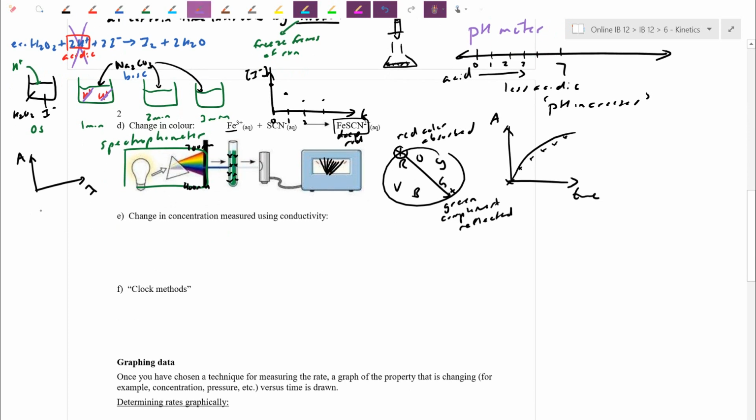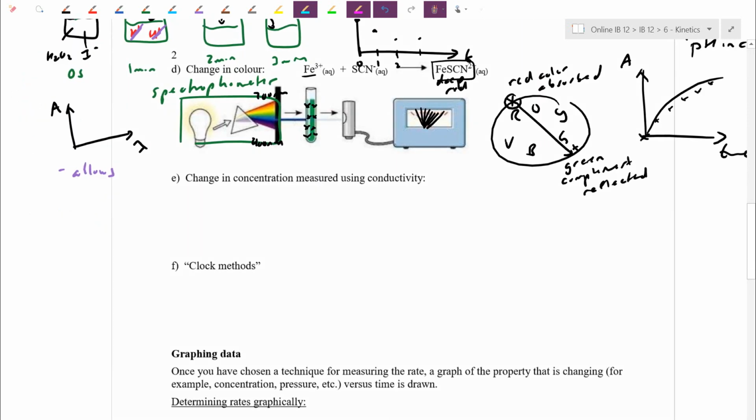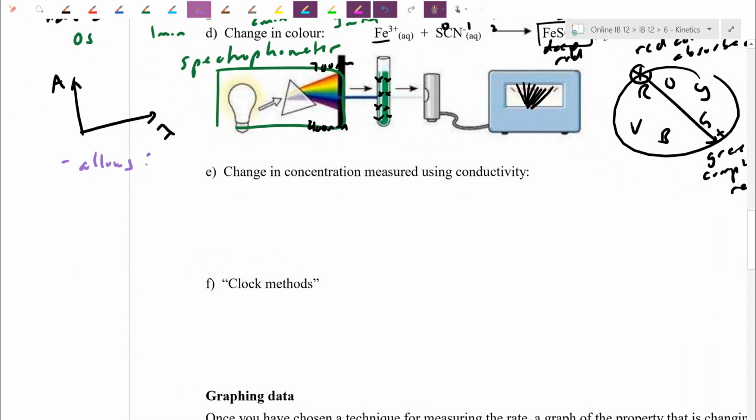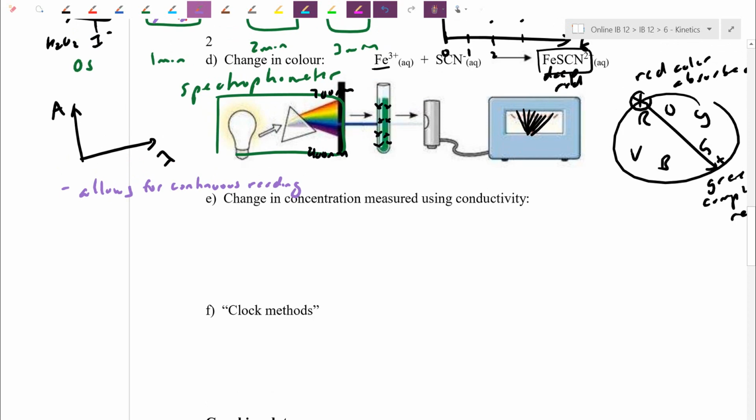This one here also allows for continuous readings. We don't need to do that freeze frame again. It allows for continuous readings because as I produce more products, or maybe the chemical on the left side is the thing that's being colored, as that gets used up, the absorbance will drop. Plotting, you can either plot absorbance or percent transmittance.